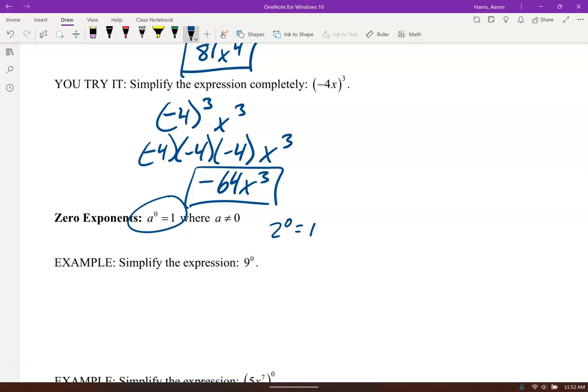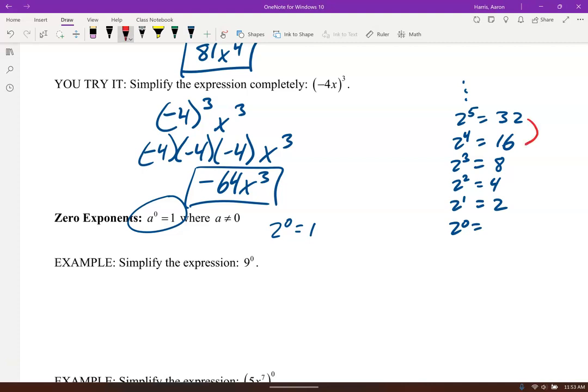Let me show you. Maybe you can kind of see that. If we have 2 to the 5th, that's 32, right? 2 to the 4th, 16. 2 to the 3rd is 8. 2 squared is 4. 2 to the 1 is 2. 2 to the 0. Do you notice each time I go from here to here, I'm dividing by 2. 32 divided by 2. 16 divided by 2 is 8. 8 divided by 2 is 4. 4 divided by 2 is 2. 2 divided by 2 is 1.